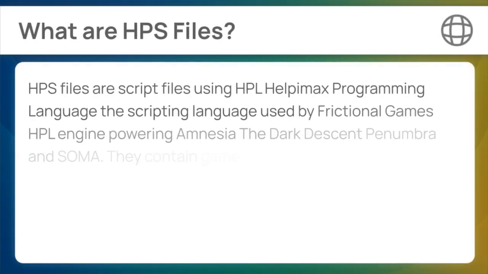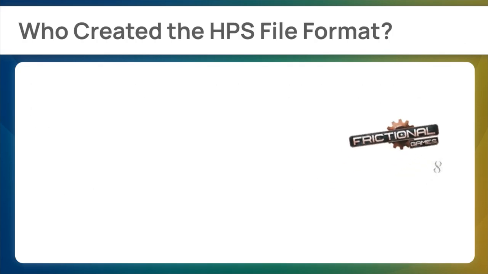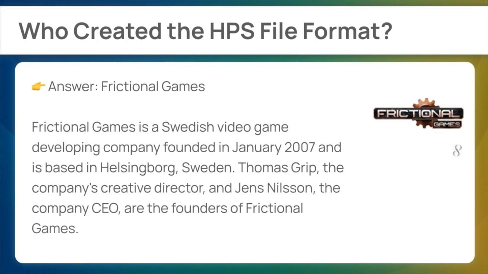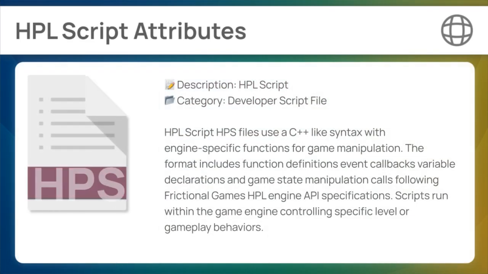HPS files are script files using HPL, Helpimax Programming Language, the scripting language used by Frictional Games. HPL engine powering Amnesia, The Dark Descent, Penumbra, and SOMA. They contain game logic scripts including event handlers, puzzle mechanics, dialog triggers, and gameplay scripting enabling custom content creation and modifications. HPL script HPS files use a C++-like syntax with engine-specific functions for game manipulation.